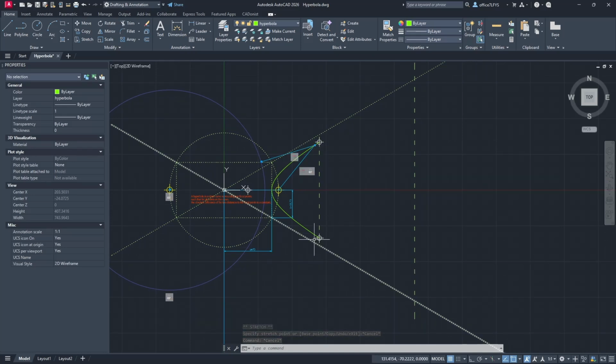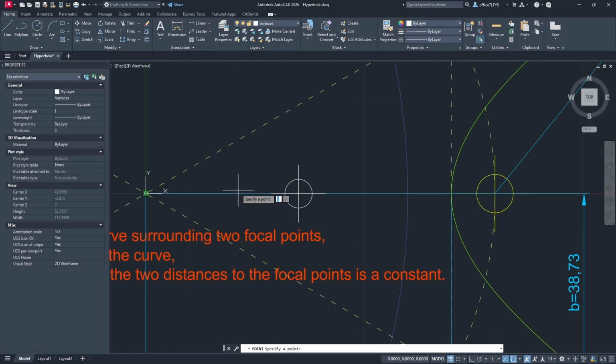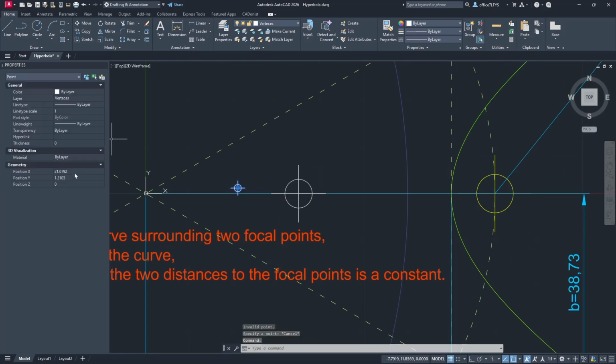Now, what if we want to extend the branches of the hyperbola? We will create the hyperbola from here. The process is the same. We need 3 points, 2 of them symmetric. One is here, another here. For this point, the y-coordinate is 0, and the x-coordinate is 17.5, which is a divided by 4.